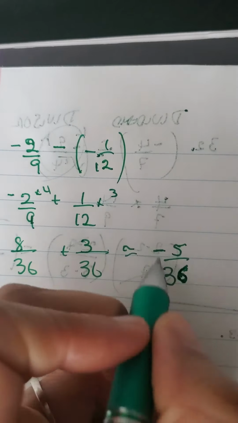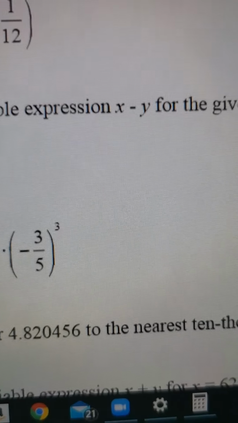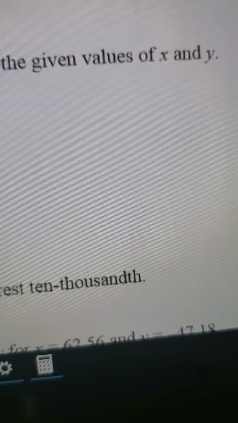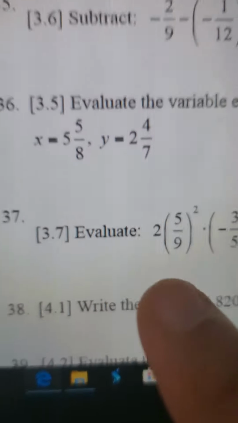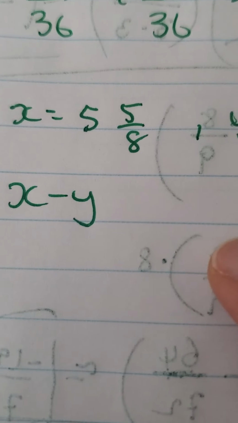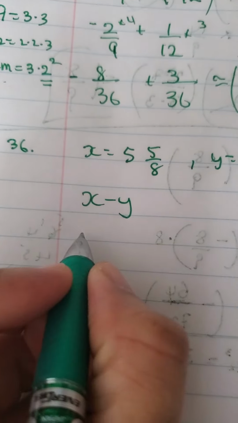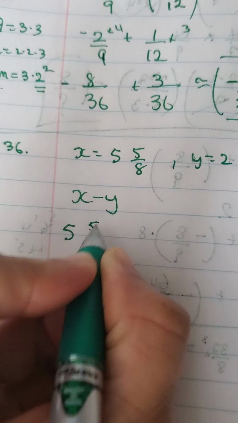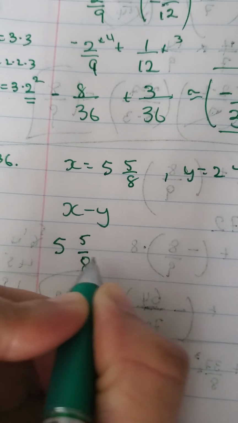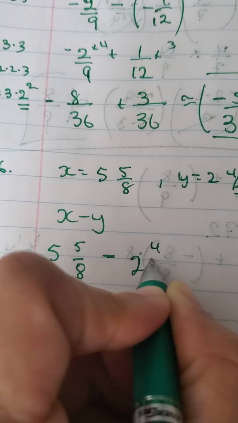All right, so the next question, they're asking us to evaluate the variable expression x minus y for the given values of x equals 5 and 5/8 and y equals 2 and 4/7. So if I was to translate that, it will be 5 and 5/8 minus 2 and 4/7.